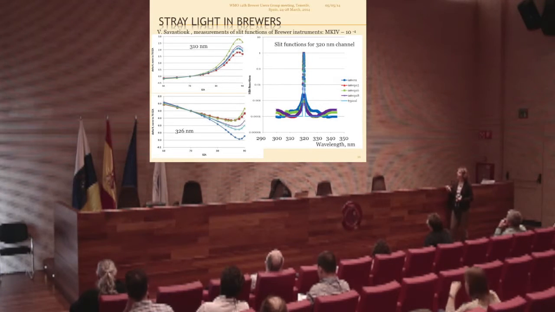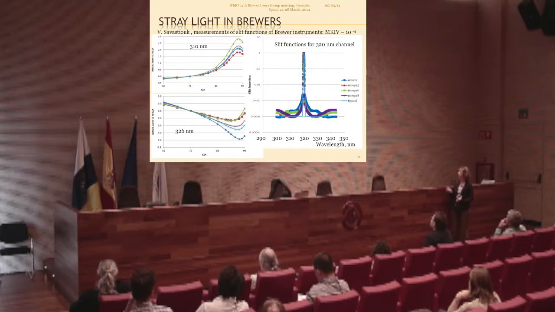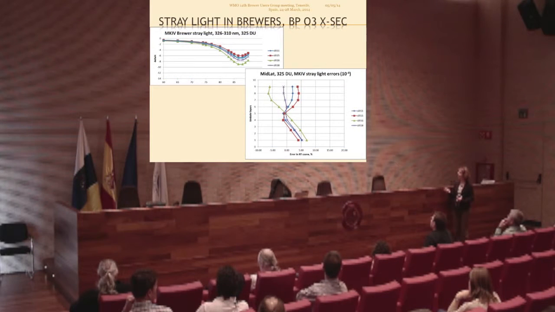So if I do simulations using all these different functions and compare them to the standard typical band pass, I can see that there is some variability, and it especially starts to show up closer to the horizon. This is 310 nanometers, this is 326. This light blue one is the typical standard, and the other instruments are scattered around that.